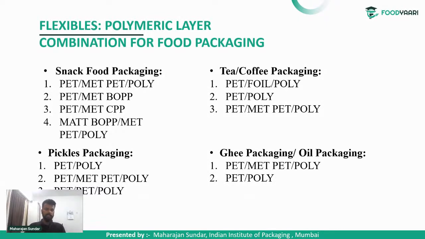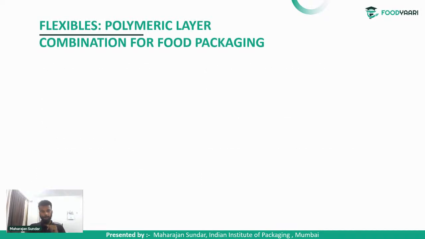In snack food packages, it is generally PET, metallized PET, and polyester. Ghee and snack food have the same combinations, but in case the layers should be reduced, PET or poly is also used. In this case, we have to remember that polyester is the printing layer and PET is the sealing layer. In the above case, polyester is the printable layer, MET-PET is the barrier layer, and PET is the sealing agent, that is, the food contact layer.